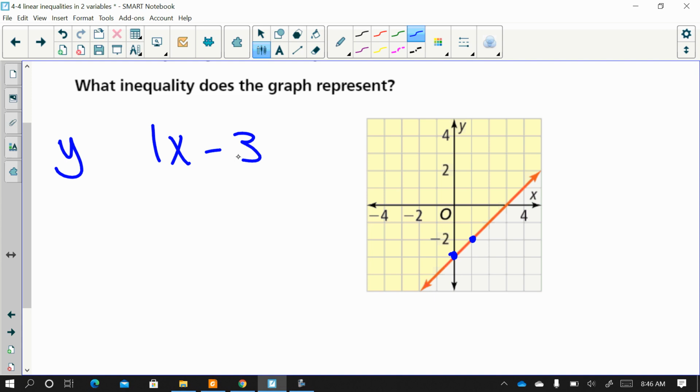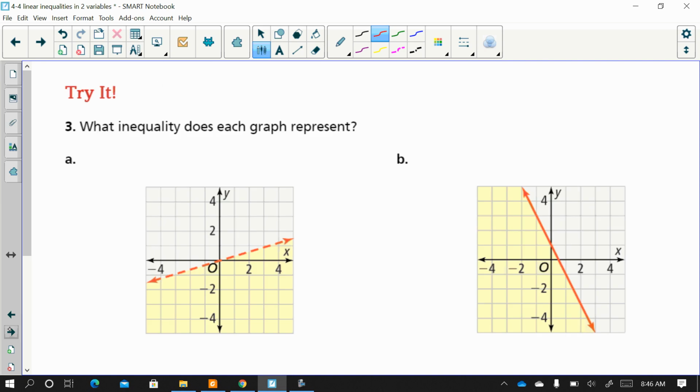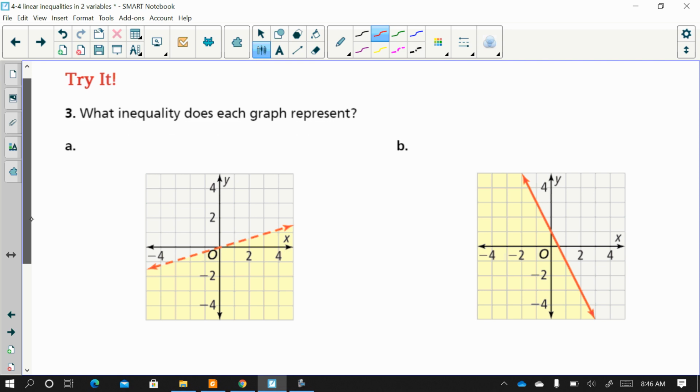You notice I didn't put equals because we have an inequality. So now I need to decide, am I greater than or less than? Well, I'm shaded above the line, so that means greater than. Am I equal to? Yep, because my graph is solid. So this would be my inequality. Okay, your turn. Pause the video and try letter A, please.